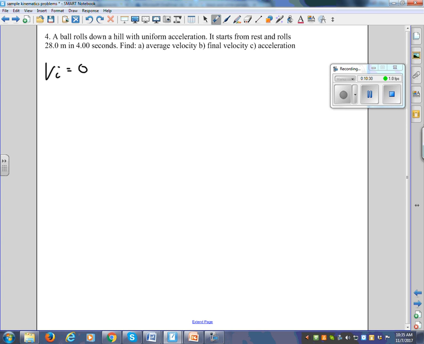It's often the hidden one. Rolls 28 meters. The displacement is 28. The time is 4 seconds. Find the average velocity. Should we label our parts like this? Yeah, we should. V bar equals D over T. Displacement, 28. Time, 4 seconds. 7. I'm hoping you can do that without a calculator.